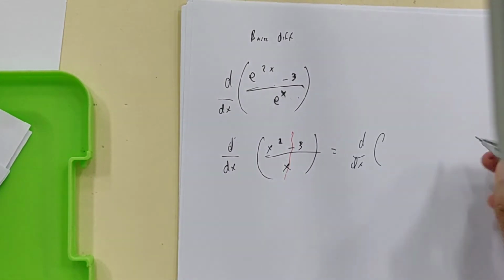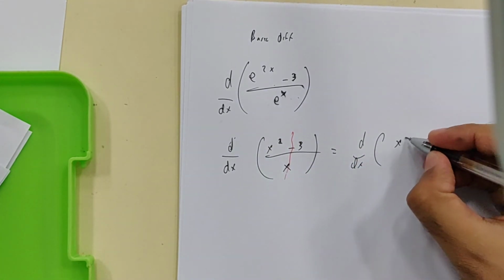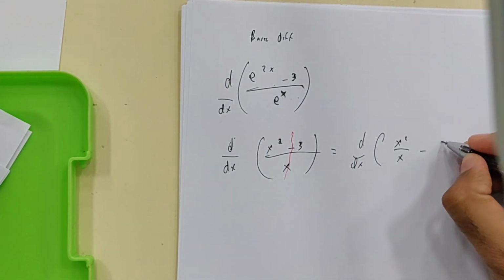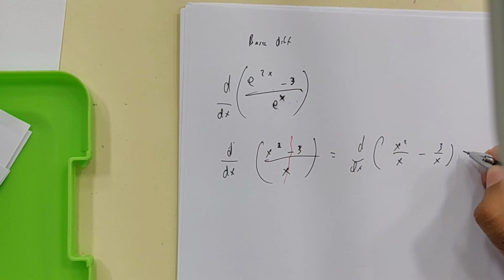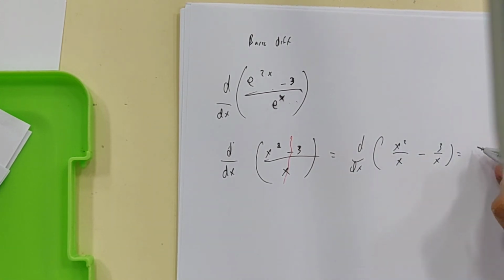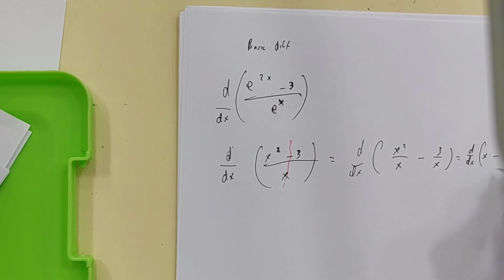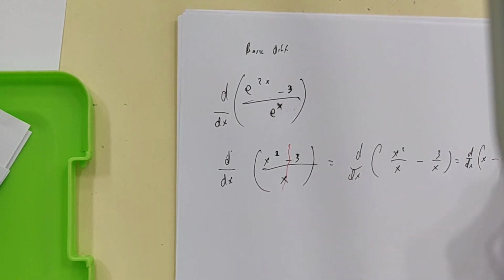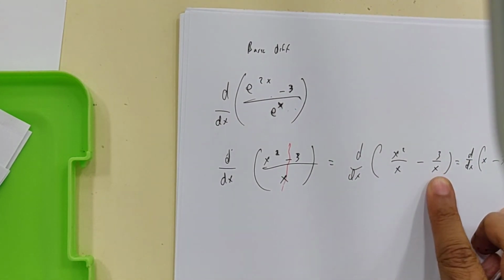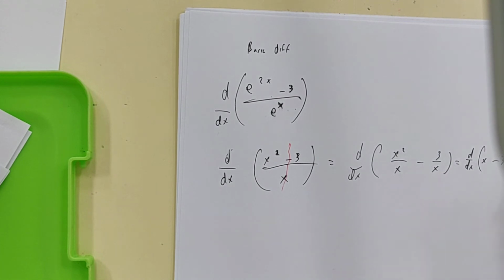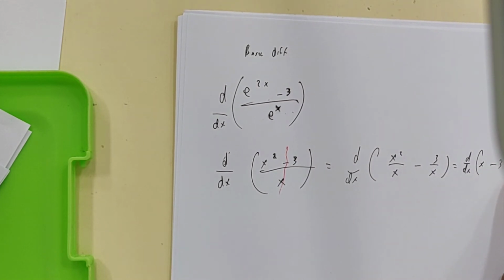So d/dx of x squared over x minus 3 over x. This thing becomes x minus 3 times x to the power negative 1. Yeah, and then you can solve this one, right? Differentiate this, what do you get?